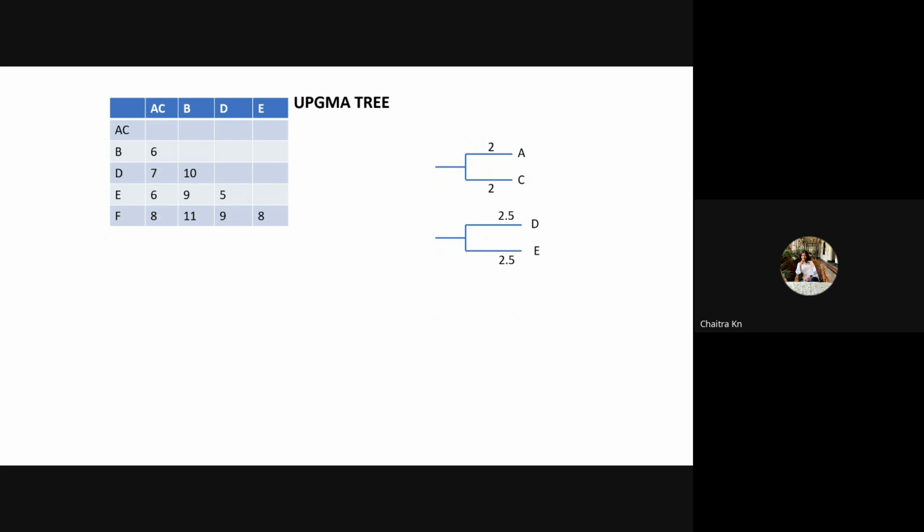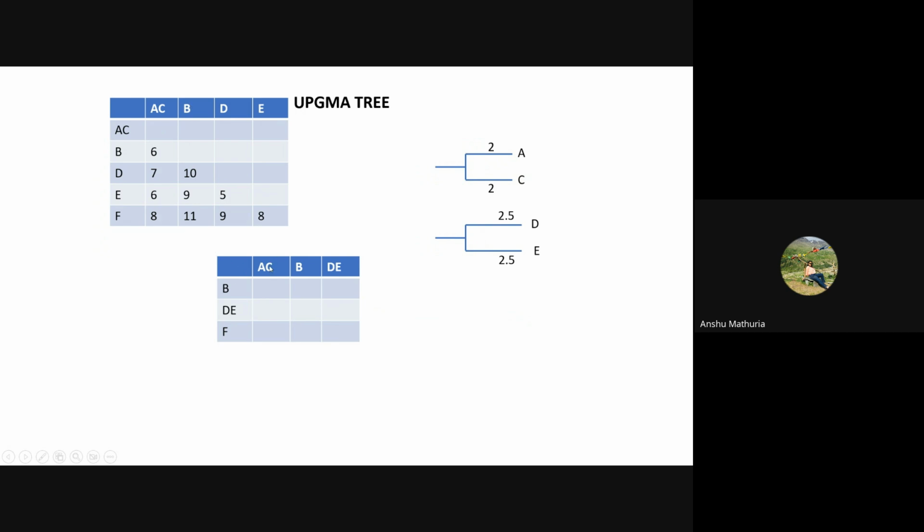Yes, ma'am. Okay. So now this is the new table. Now you have taken D and E as 5 and written it like this. So now they can't stay as D and E separately here; they have to become like this. So now again the table will change. Initially it was AC, B and DE, and similarly B, DE and F. So now you need to again calculate the new distances from this particular table.